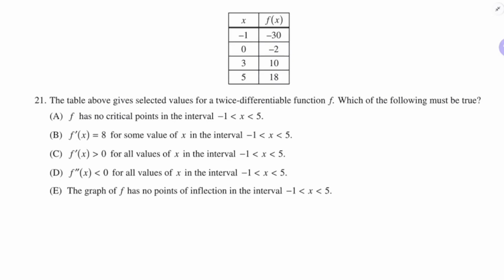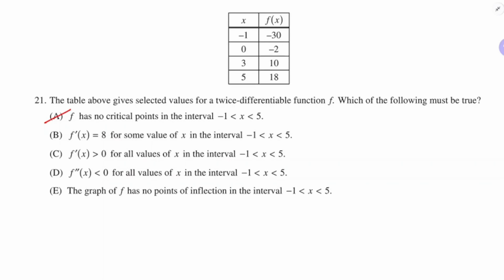Which of the following must be true? Twice differentiable function f. So I'm going from -30 to -2 to 10 to 18. We're looking for statements that must be true. So it definitely could be true that f is increasing the whole time and has no critical points, but I don't think that has to be true.